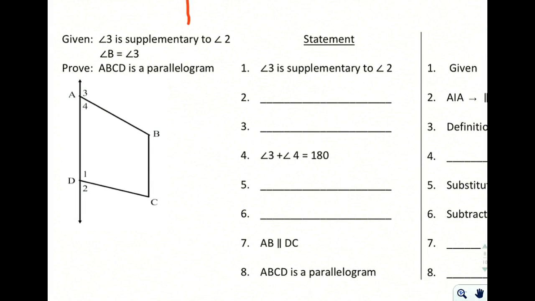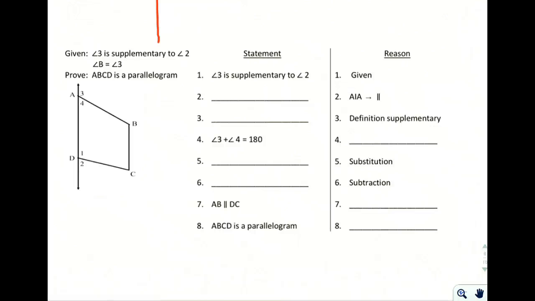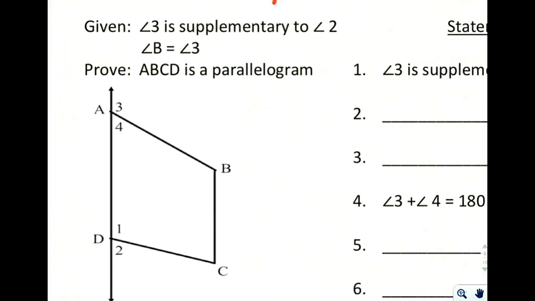Next example here, we have a fill in the blank style proof, so we need to kind of follow its pattern. We don't get to make up our own plan, but we still should explore and kind of see what the picture can offer us. We're given that angle 3 is supplementary to angle 2. So this angle here and this angle here add up to 180. We're also told that angle B is equal to angle 3. So this angle right here is the same as this angle right here.